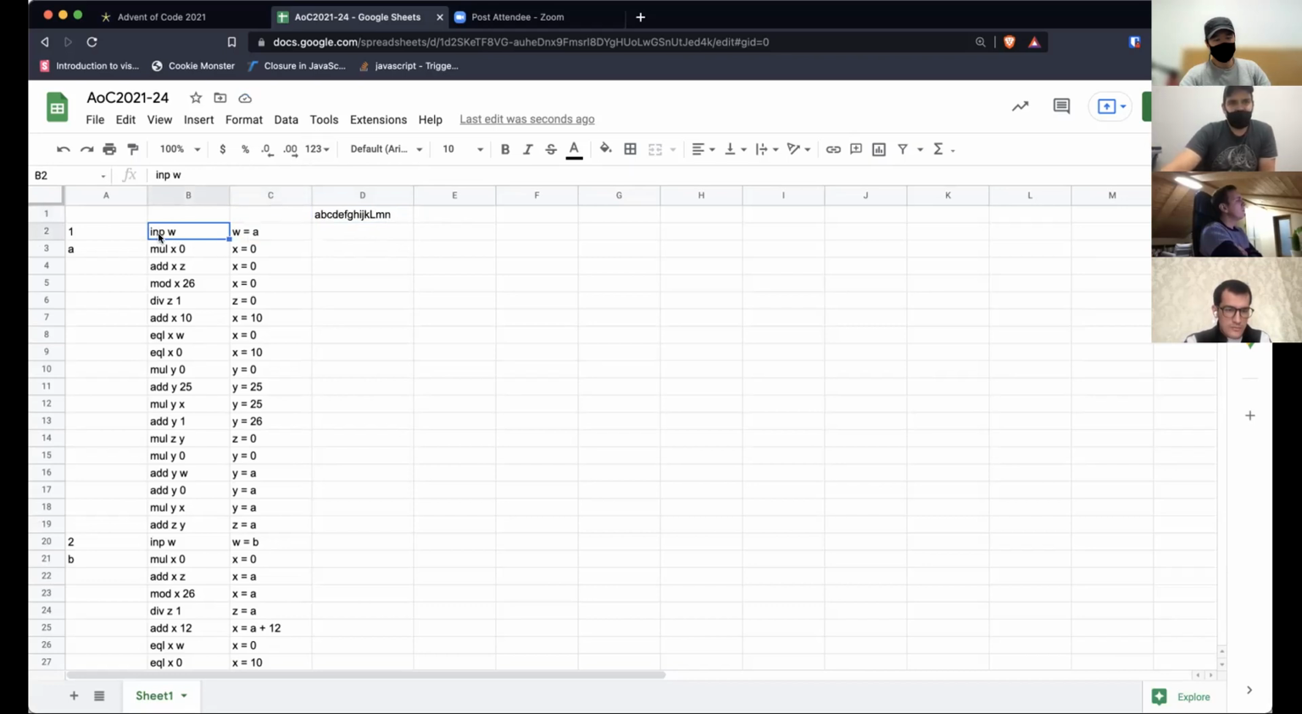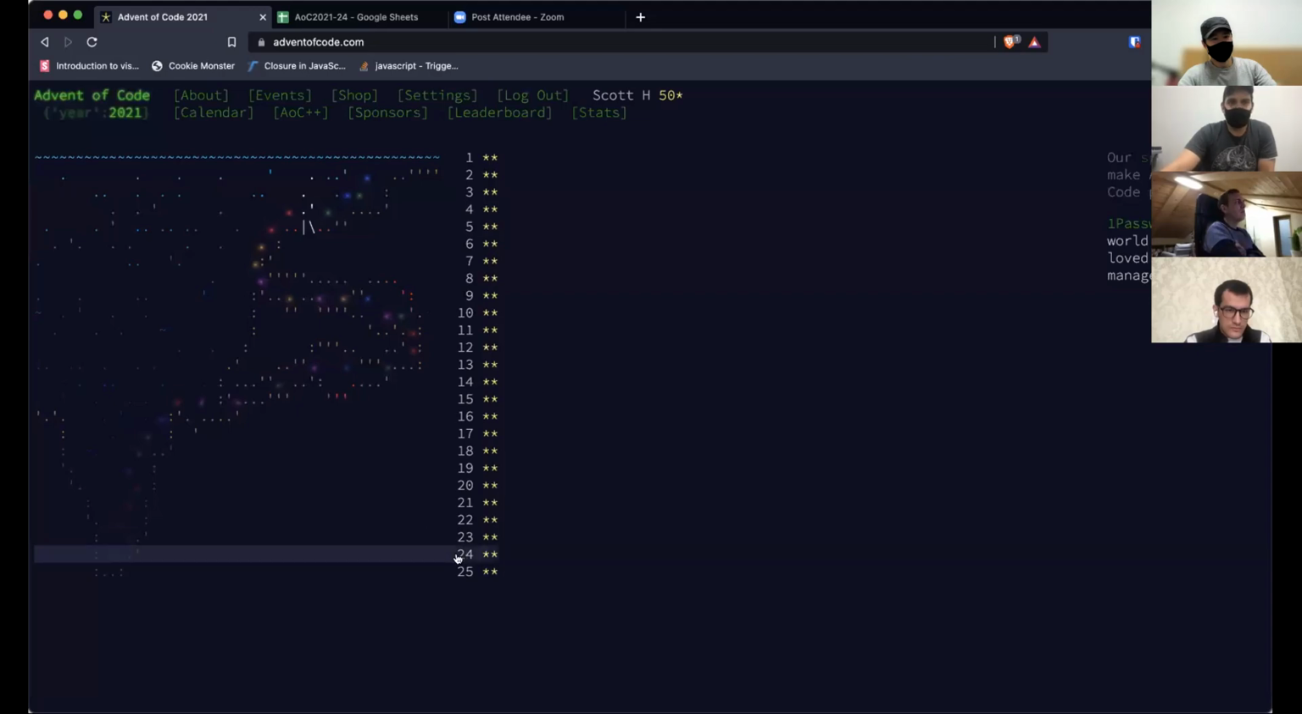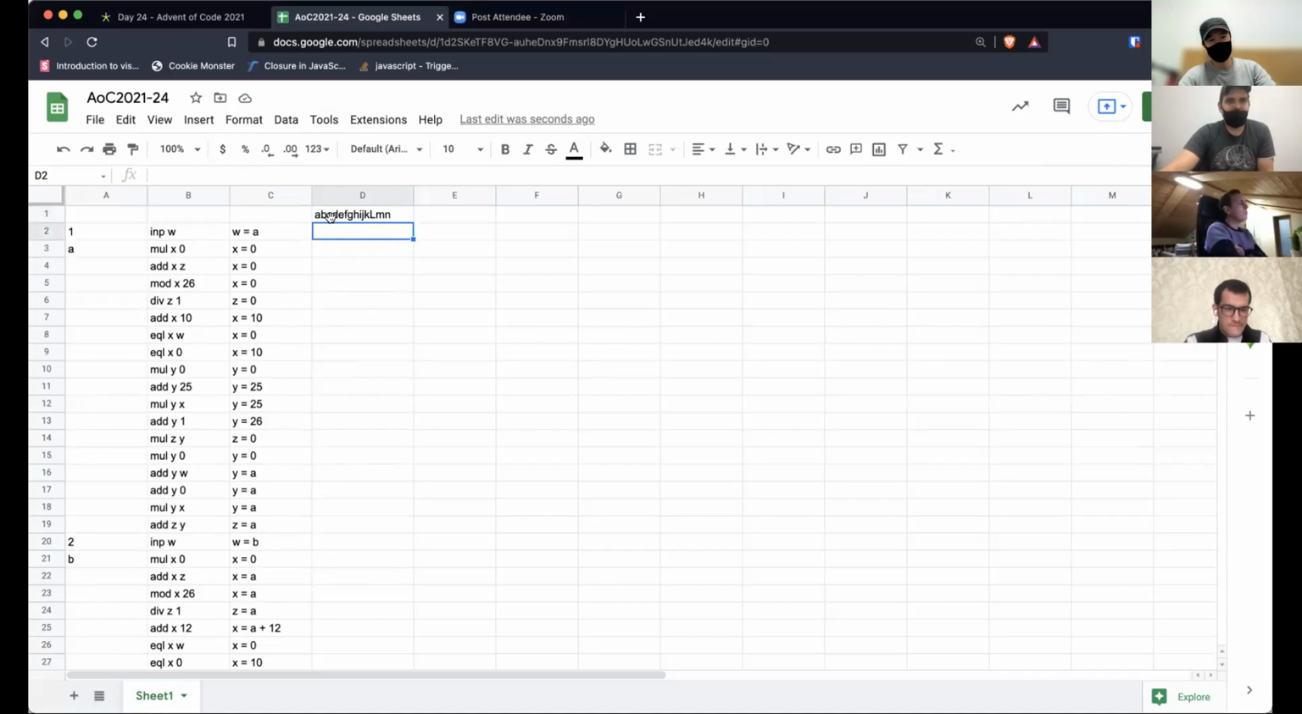So at the beginning, when we input W, the INP instruction, my W now is going to be equal to A. So that's going to be the first digit here. Which side are we starting on? We're starting on the left, right? For the problem, I think we have to start on the left, of the 14-digit number. Okay, gotcha. So A would be on the left here.